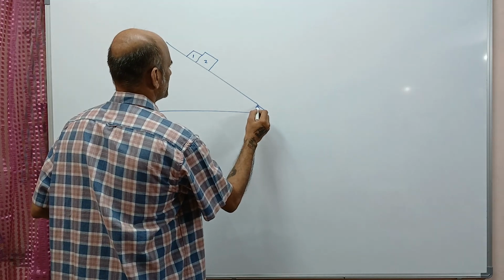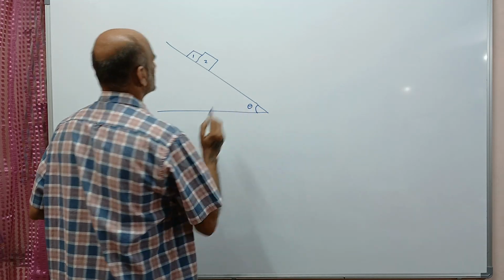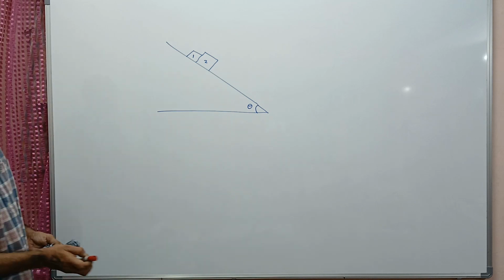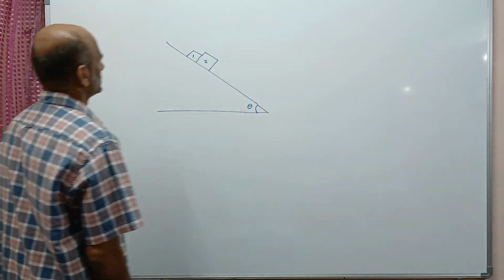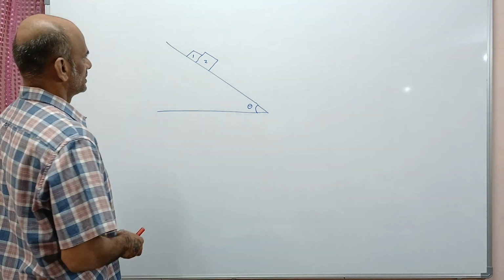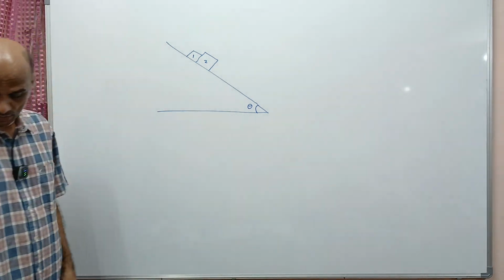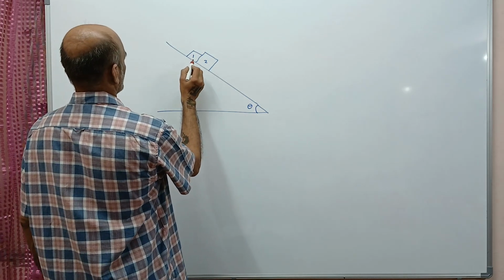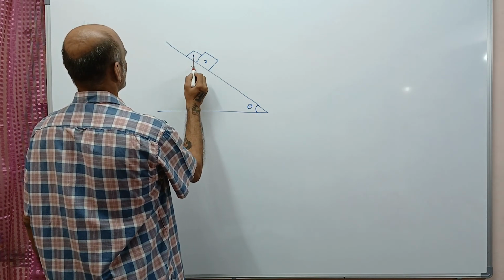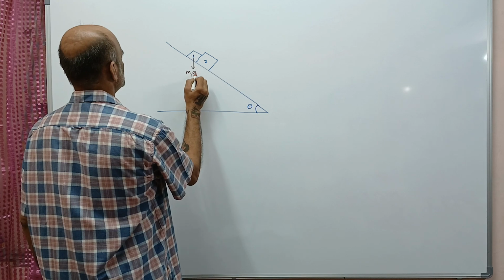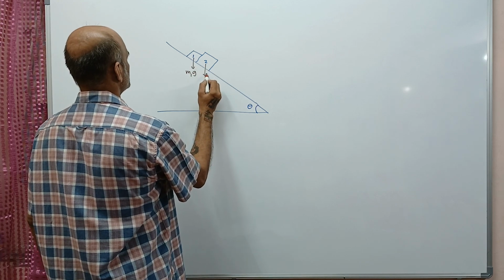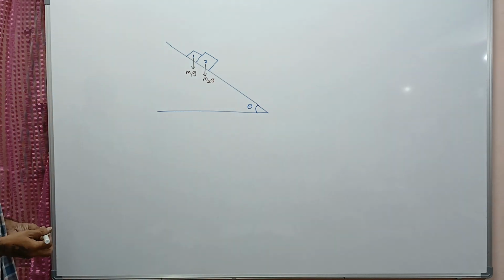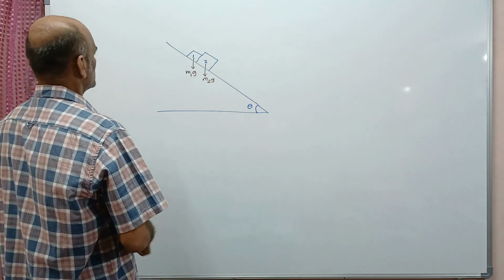Let the inclination of this plane be theta. Now, if theta is low, then these two blocks will be at rest. The surface has got some friction. So the forces acting on these blocks will be the weight m1 g, and for the second block, let the mass be m2, m2 g. So initially they are in contact.